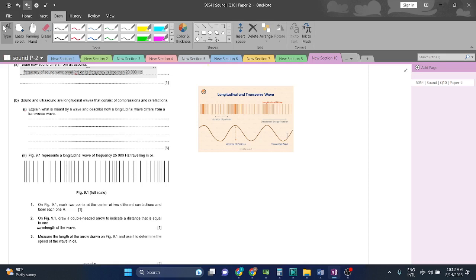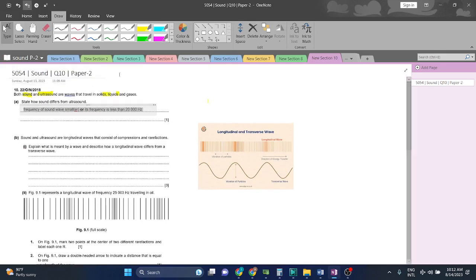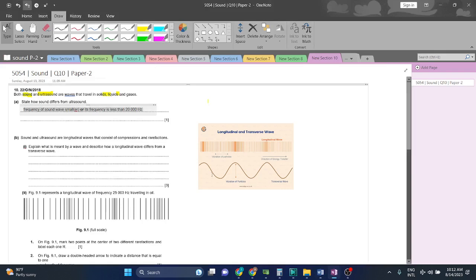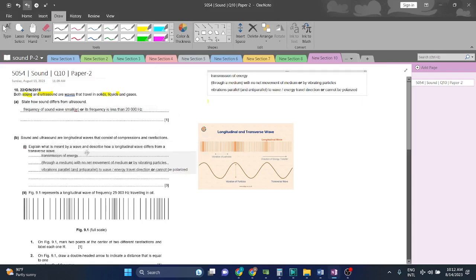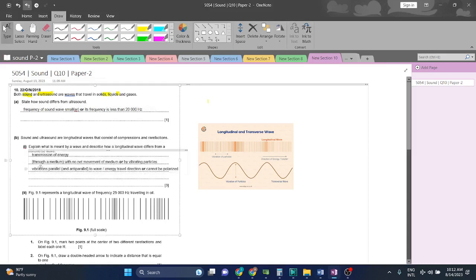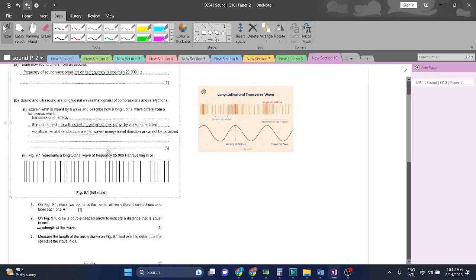As for the wave, it is the transmission of energy through a medium. The medium can be anything: solid, liquid and gas. Depending on what the medium is, the properties change. So that is the answer for the question. Transmission of energy through a medium with no net movement of medium, by vibrating particles. Vibration parallel and anti-parallel to wave energy travel direction, or cannot be polarized.